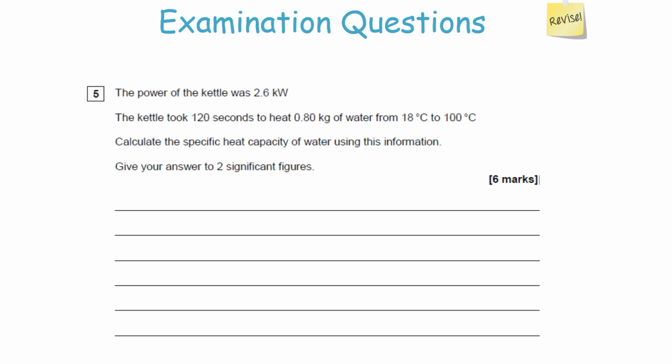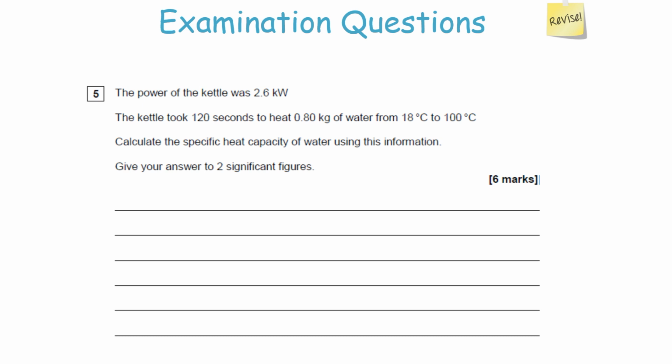Right, so how do you answer this particular question? You look on your equation sheet and you see that energy is equal to mass times specific heat capacity times change in temperature. So you firstly work out your change in temperature of 100 minus 18. So you'll get your answer to be 82.